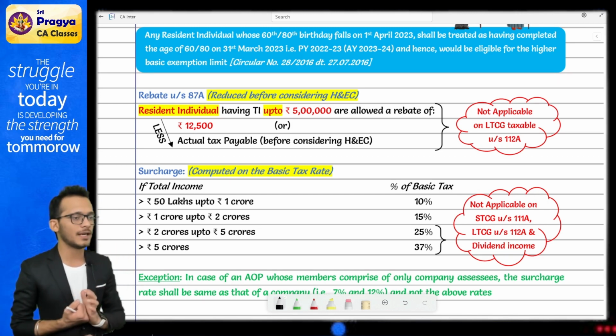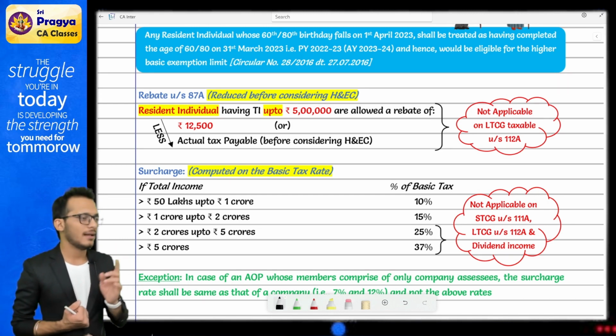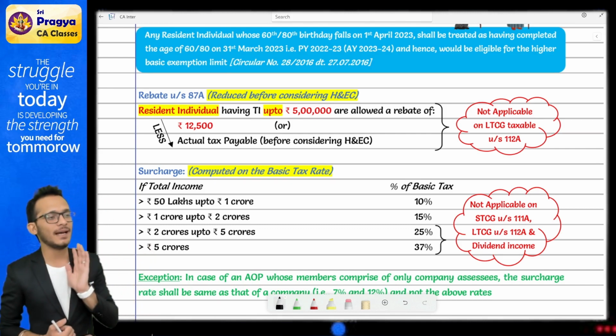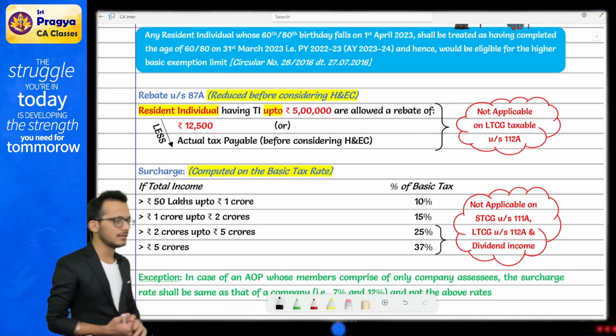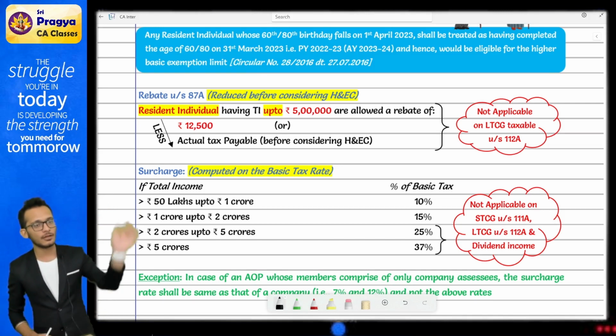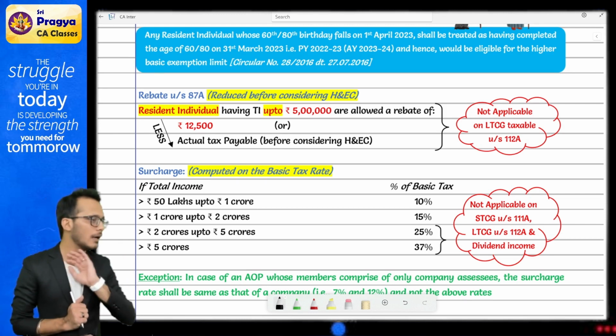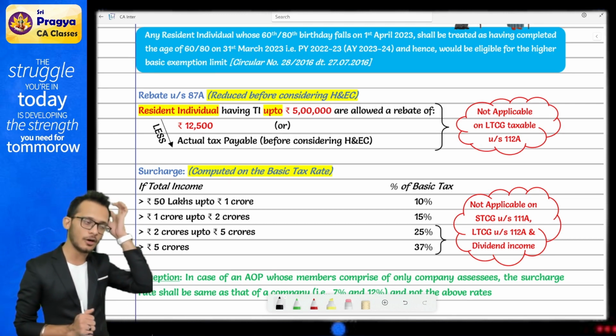Anything 2 crores to 5 crores will become 25% surcharge. Above 5 crores will become 37% surcharge. Now please understand, this surcharge is directly levied on the tax itself. Which means you do not have to check for the slabs. Automatic surcharge will apply.